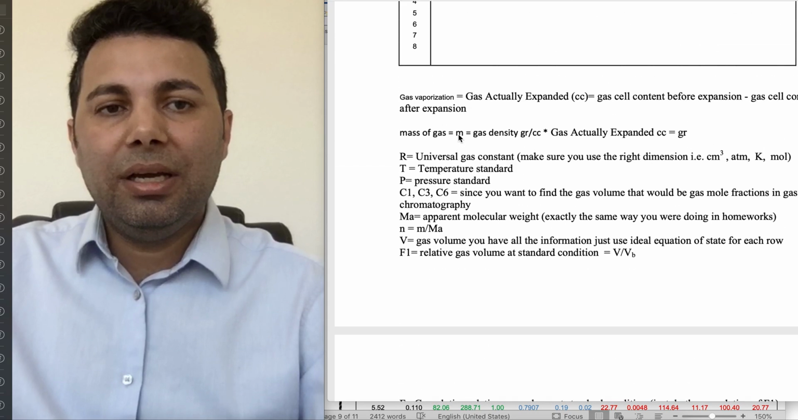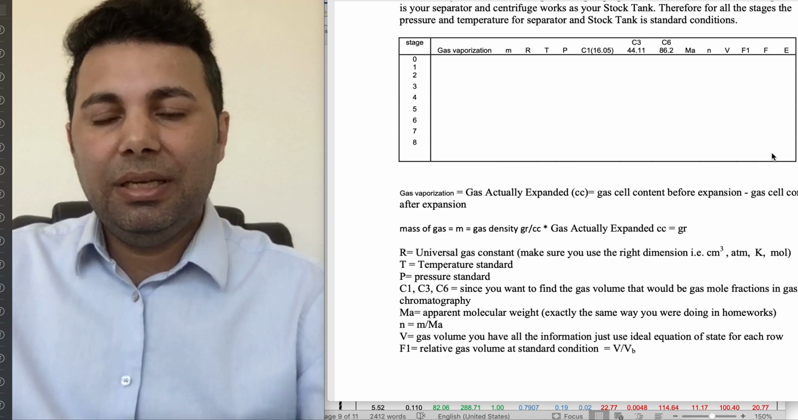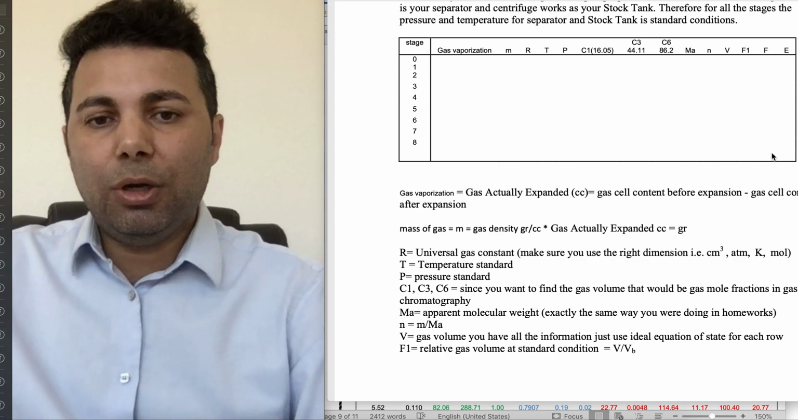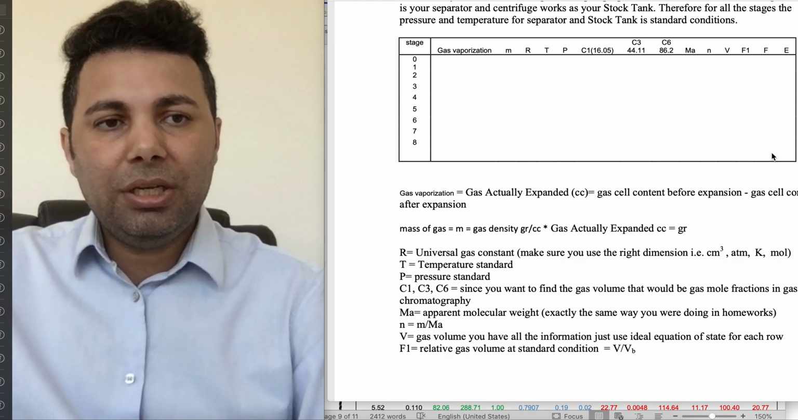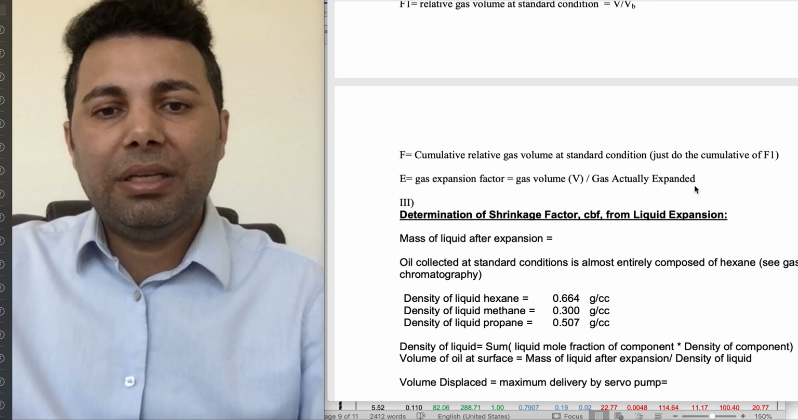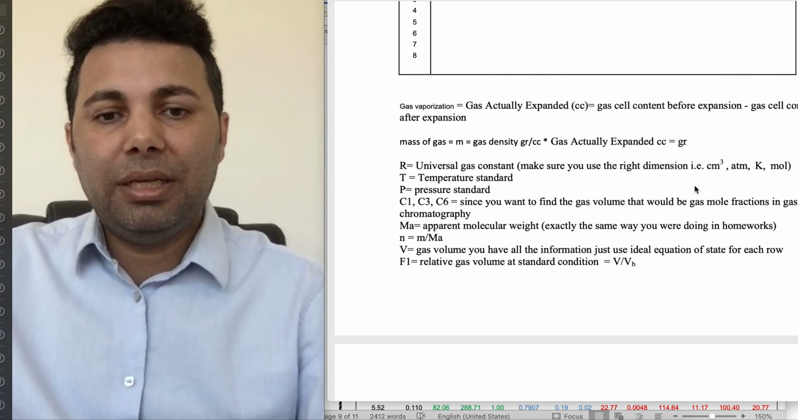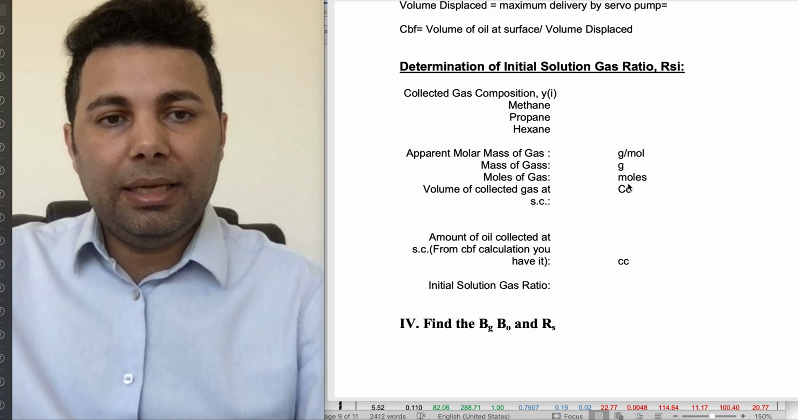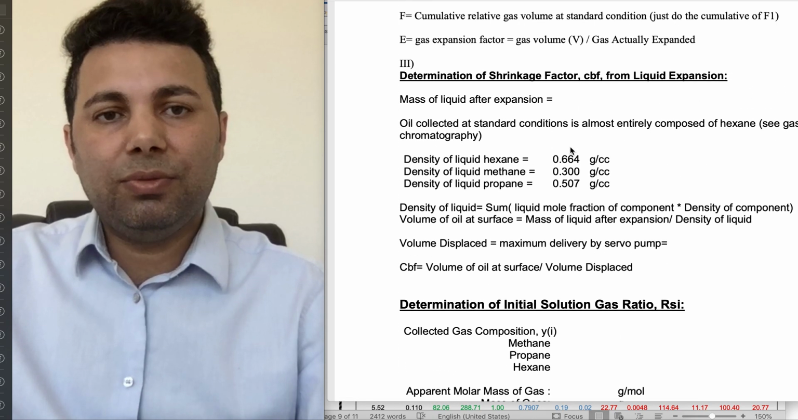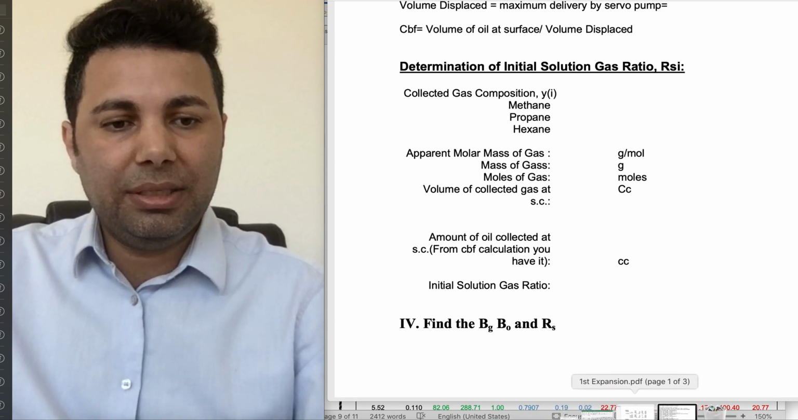So this way we can have this whole table completed. Now that we have the E and the capital F, the CBF and RSIF, I already showed you how to calculate those in the previous presentation. So you can use the equations given in your syllabi, in your lab manual to calculate the rest of the parameters. Okay. And again, for your reference, how to find the CBF and the initial solution gas oil ratio is also presented here.